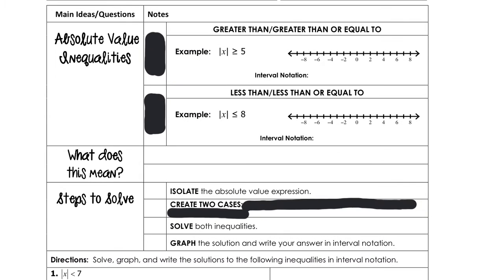All right, so we're going to talk about absolute value inequalities. I'm going to make this short and sweet, to the point as I possibly can. So, absolute value inequalities. You have two types of absolute value inequalities.